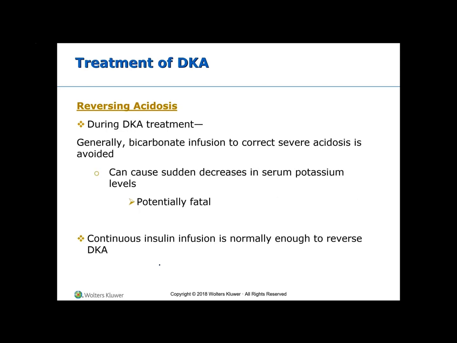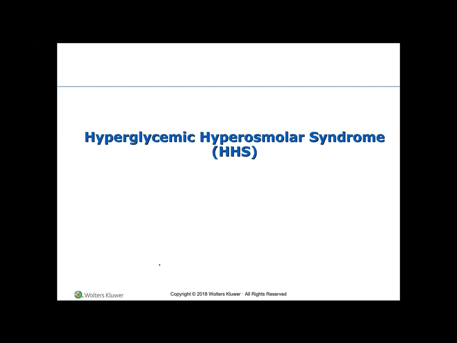During treatment, generally bicarbonate infusion to correct severe acidosis is avoided. It can cause a sudden decrease in potassium levels. Continuous insulin infusion is normally enough to reverse DKA. All right, so that was going through DKA, through the treatments of it. Like I said, a lot of it is basically rehydration, monitoring electrolytes, starting a drip of IV insulin and your electrolytes, and slowly reversing it.